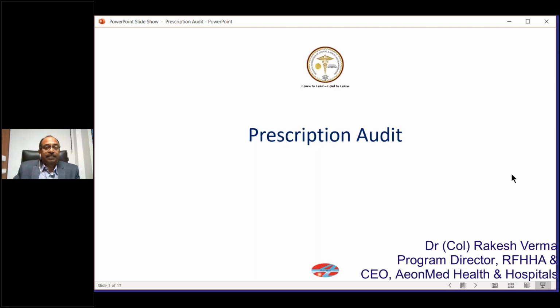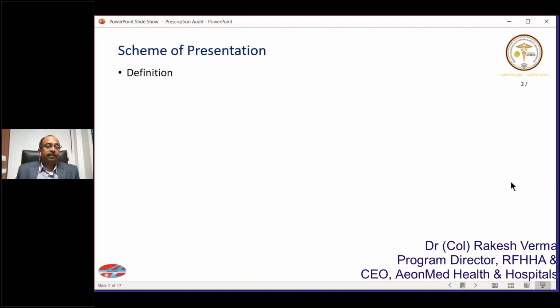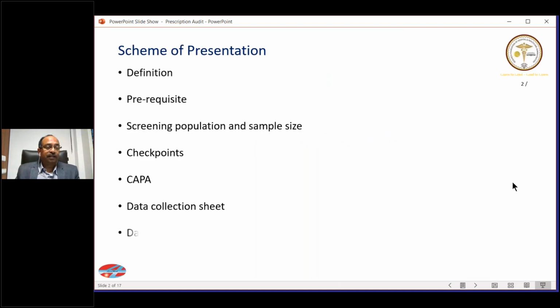So we begin with today's presentation, and this is called the prescription audit. Now, this is the scheme of presentation, and we will cover these points. We will talk about the definitions. We'll look at the prerequisite for the audit.